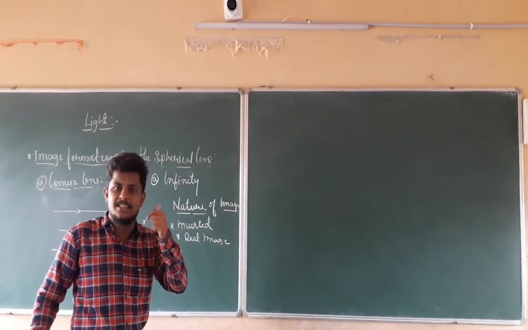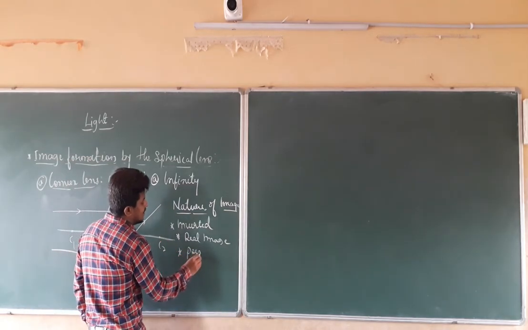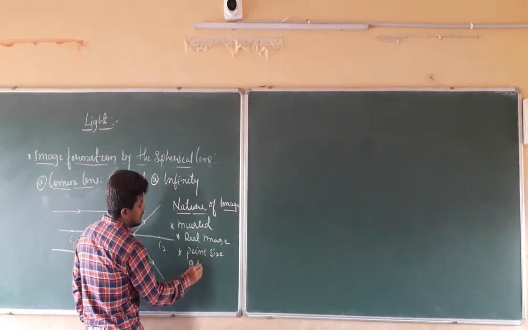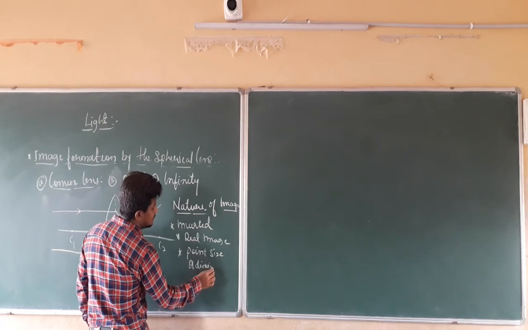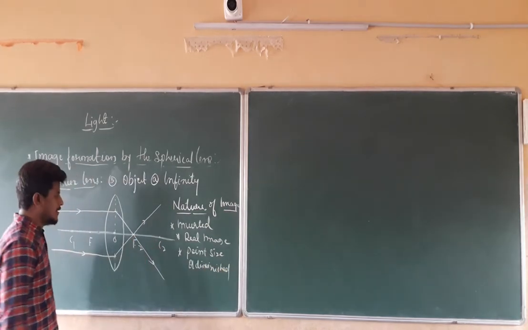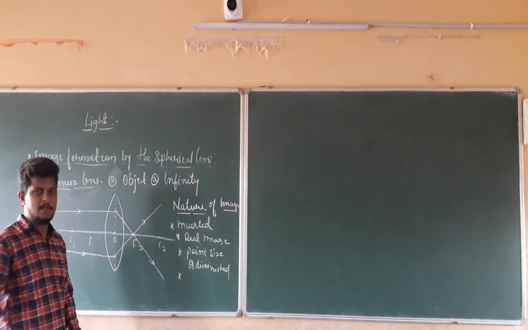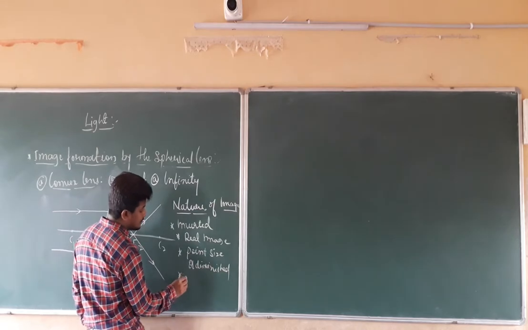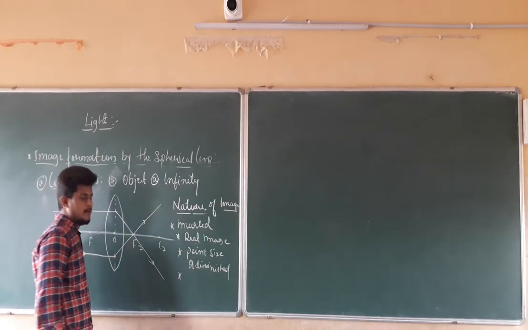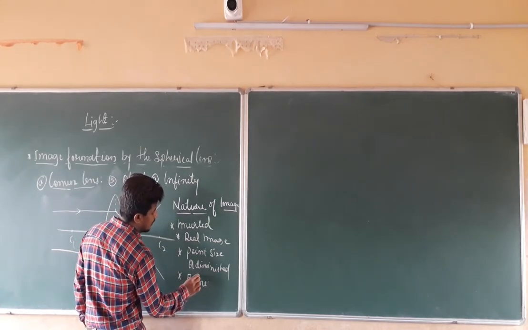Either you can say it is diminished, or you can say point size; both are the same. Diminished is nothing but very small. The fourth one is the position of the image: it is forming exactly at the principal focus.